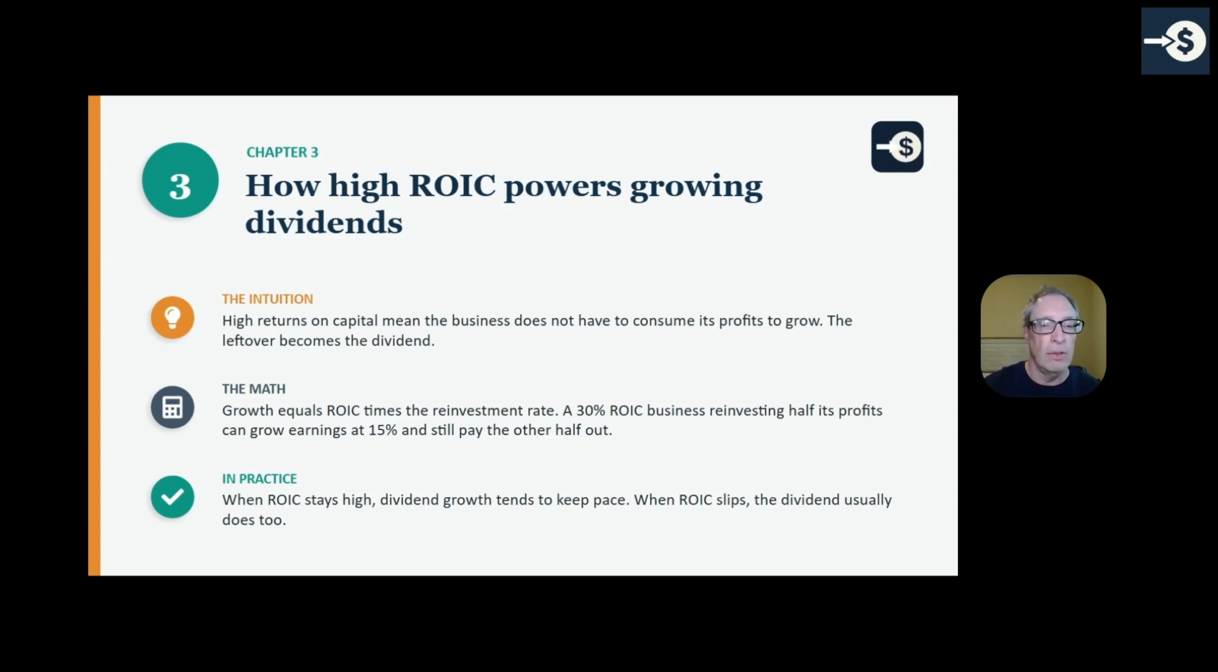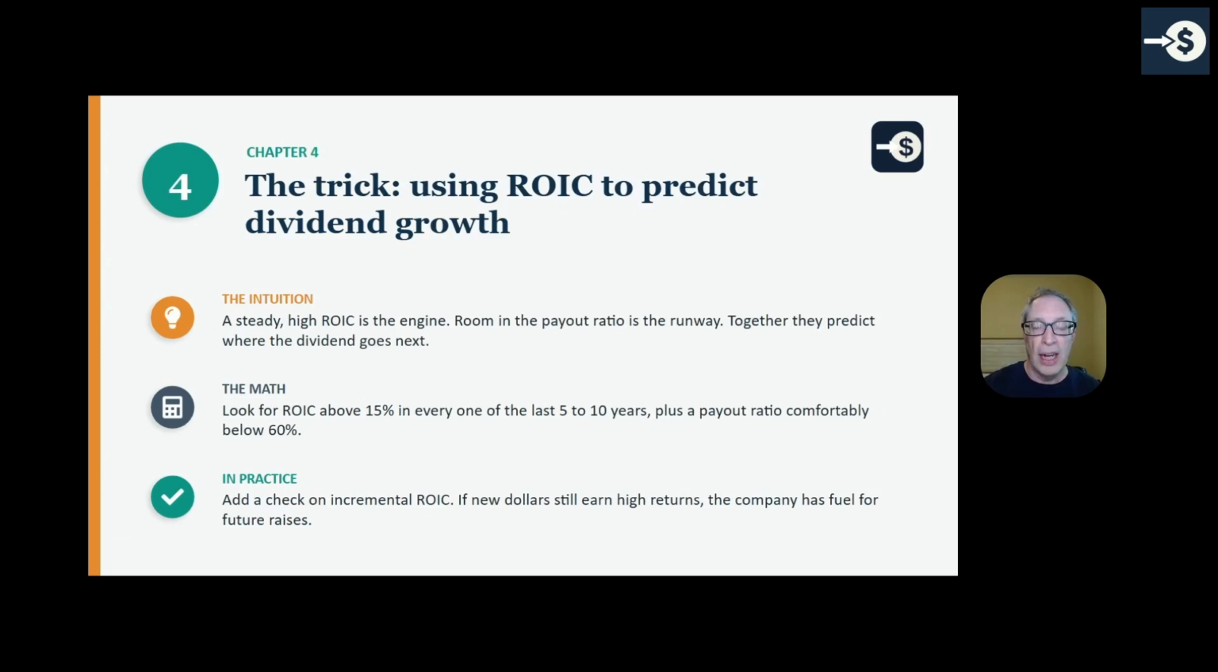All right, so let's move on to the next one. So here's the trick. We want to use ROIC to predict dividend growth. You don't need a crystal ball to spot tomorrow's dividends. You need a 5-year ROIC chart and a payout ratio. Together, they'll tell you almost everything you need to know.